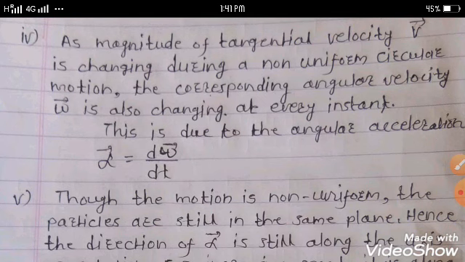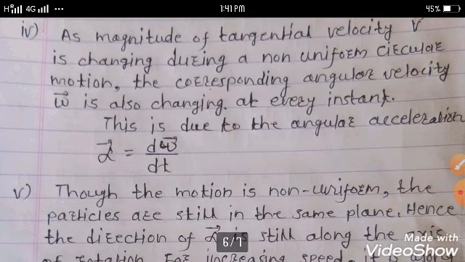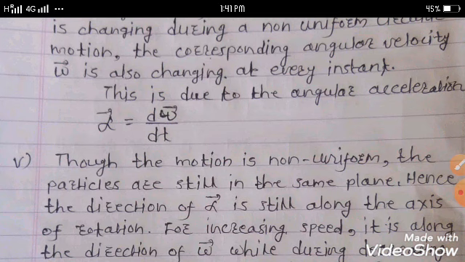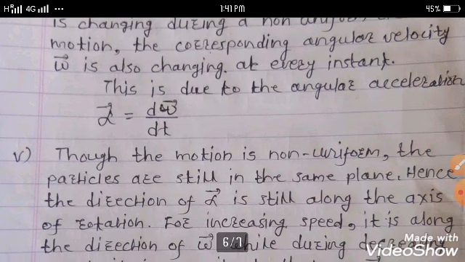Next point, as the magnitude of the tangential velocity v bar is changing during a non-uniform circular motion, the corresponding angular velocity omega bar is also changing at every instant. This is due to angular acceleration, alpha bar equals d omega bar upon dt. Here angular velocity is changing, so the corresponding angular acceleration is also changing.